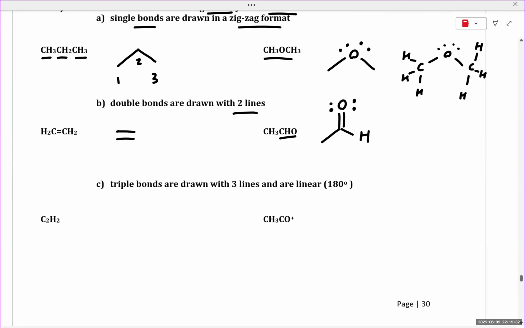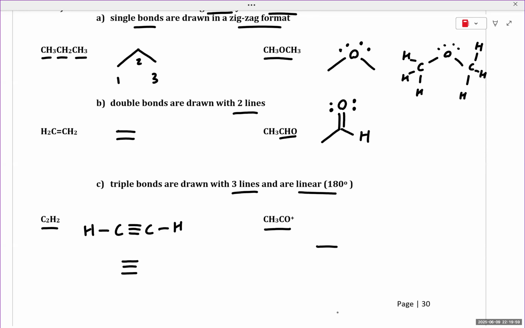Triple bonds are drawn with 3 lines and are linear. So for example, C2H2 or acetylene, which is represented like so, would be depicted in bond line notation as just 3 lines, which imply there's a carbon triple bonded to another carbon. Likewise, CH3CO+ would be represented as 1 line for the first 2 carbons, and this carbon-oxygen triple bond would be represented by 3 lines followed by an oxygen atom. The oxygen atom has a lone pair and a formal charge of +1. This is equivalent to the following Lewis structure.